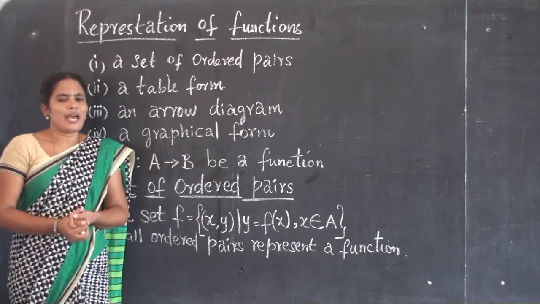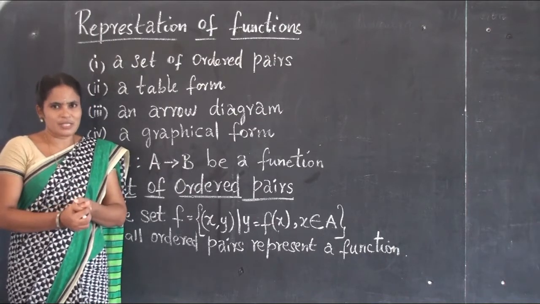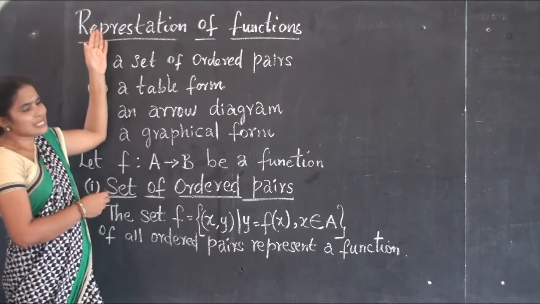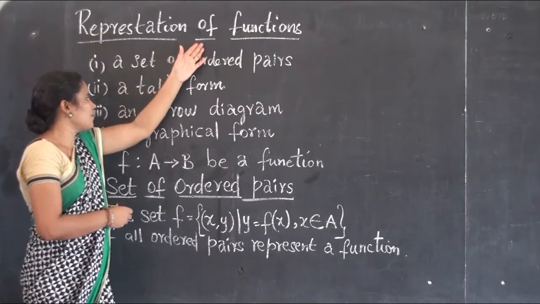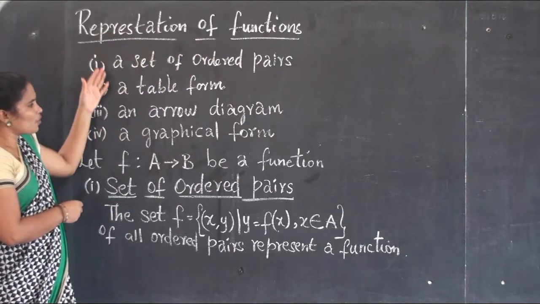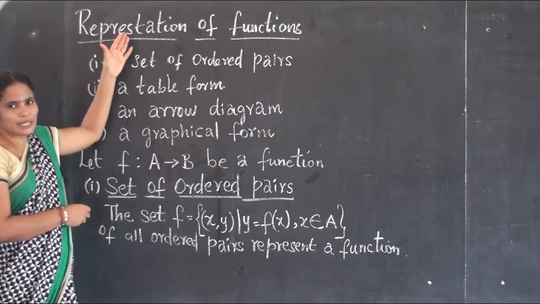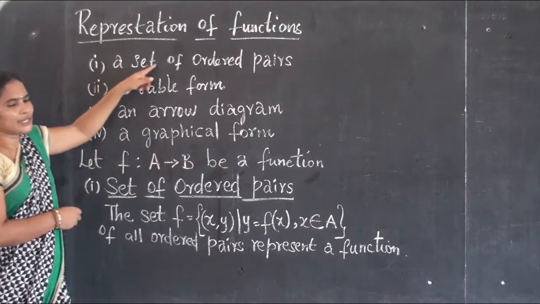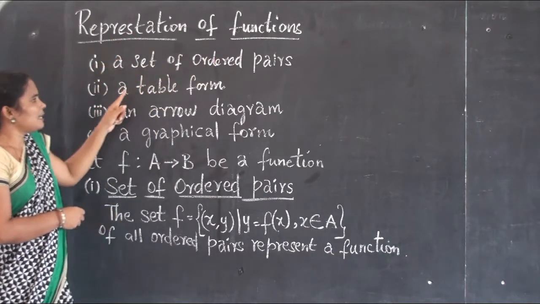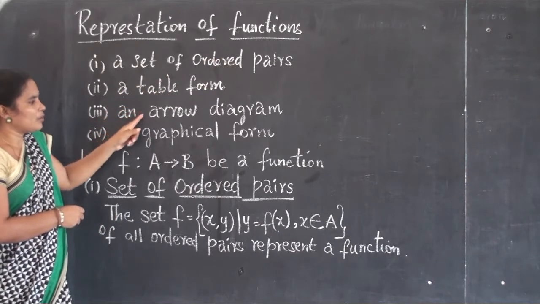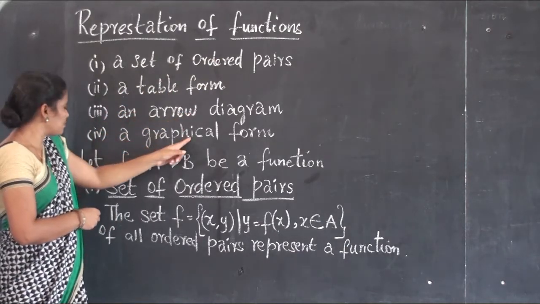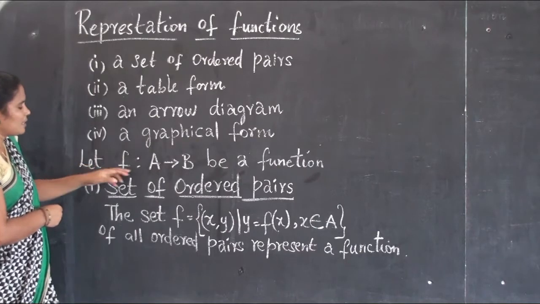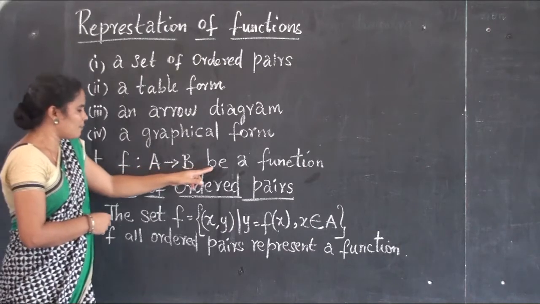Hi students, after a clear idea about functions, now let us see the representation of functions. Here we have four forms in which we can represent a function. First is a set of ordered pairs, then a table form, an arrow diagram, and a graphical form. Here, let f: A to B be a function.